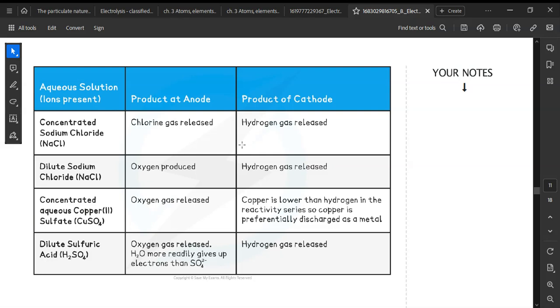Okay, so this is the aqueous solution, ions present. They are lagging. Yep, sorry.